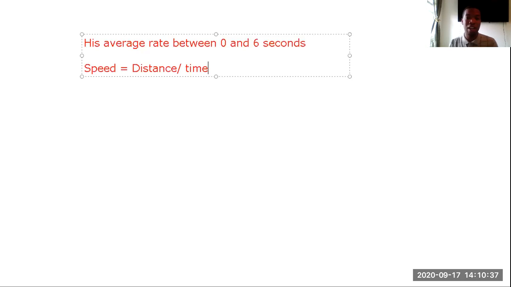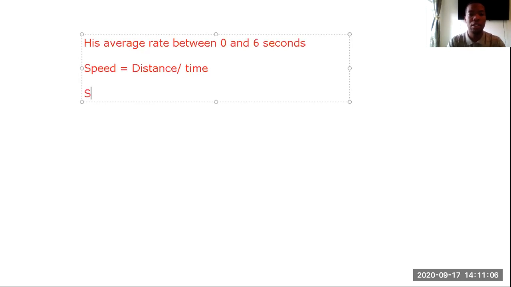Are we picking up what I'm saying? When we're in the car and someone's going 50 miles per hour, that's their rate. The miles is the distance, the time is hour. In this case, we're talking about his elevation, which is in feet per second. So we need to figure out between 0 and 6. So his distance, I'm going to put speed, but in reality, we're talking about his rate.